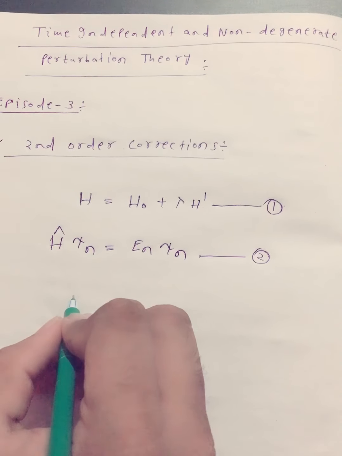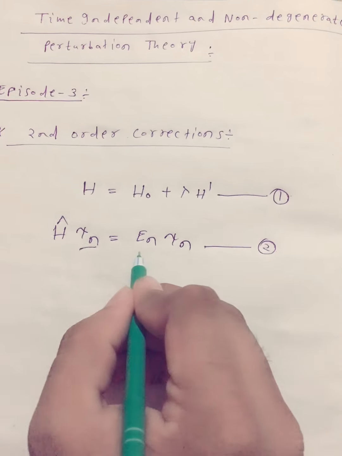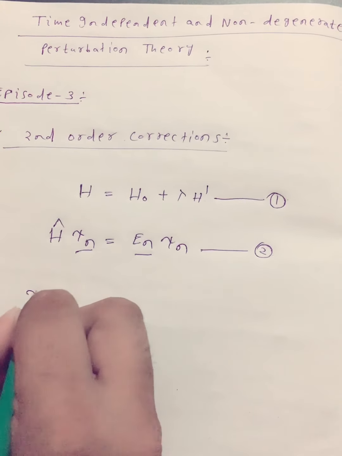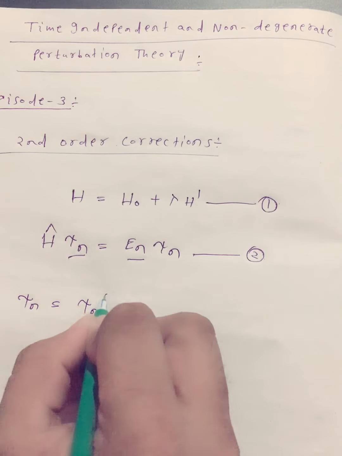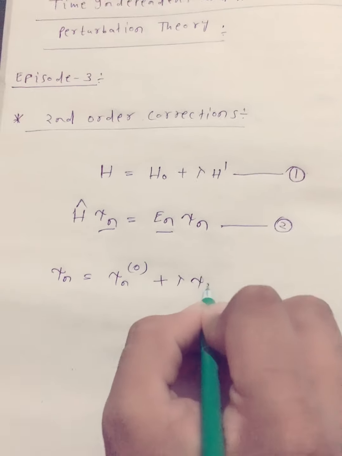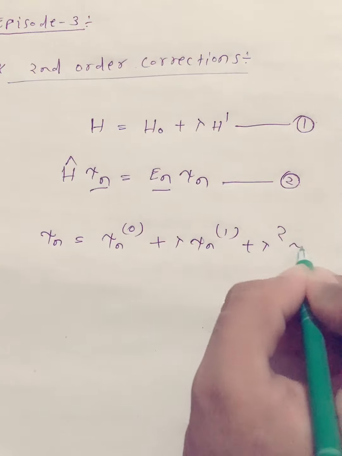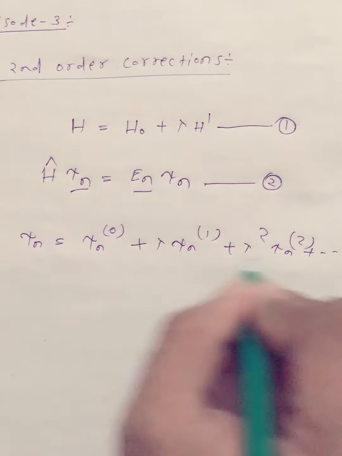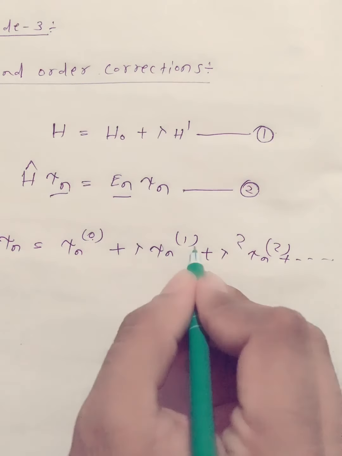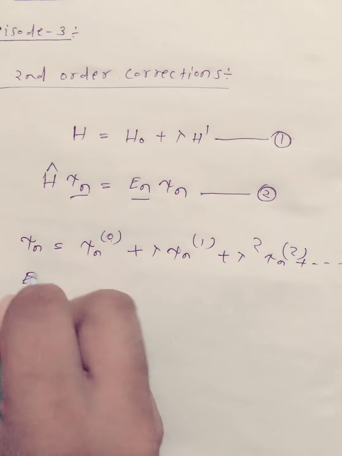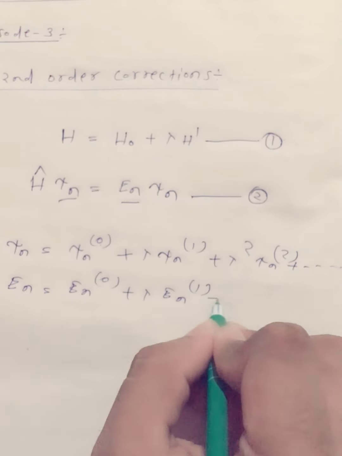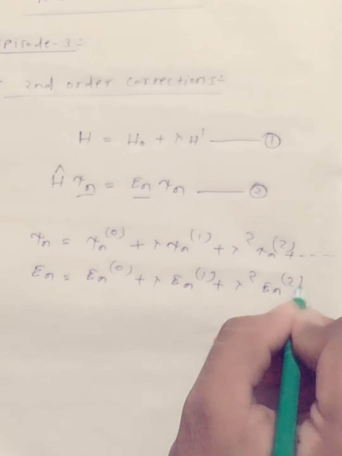It is convenient to write psi n and En as power series of lambda. We can write psi n is equal to psi n 0, where 0 is the zeroth order, plus lambda psi n 1 plus lambda square psi n 2. The superscripts 0, 1, 2 are the orders: zeroth order, first order, second order. And we can write En as En 0 plus lambda En 1 plus lambda square En 2.